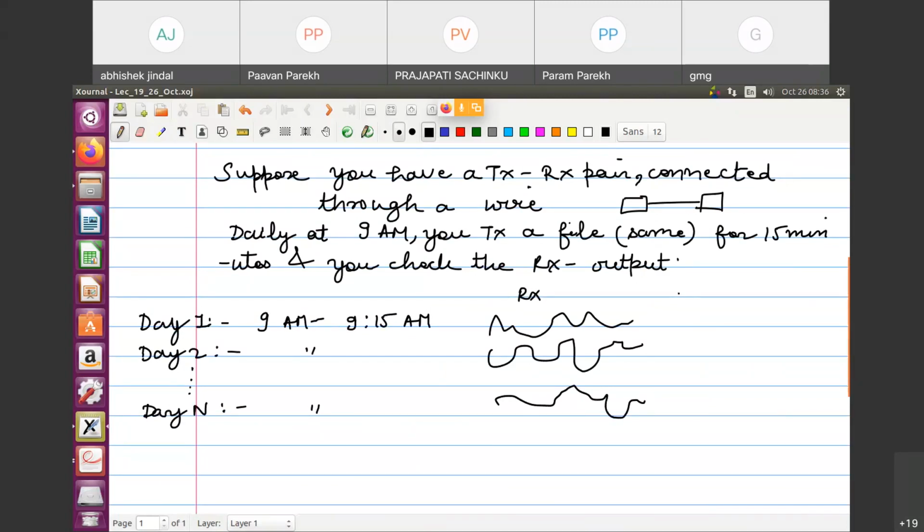Now what you do is you subtract what you transmitted. That is because you are the same person, you know what file you have transmitted. So after transmitting the file or the signal, you observe that you get, let us say, n different waveforms.